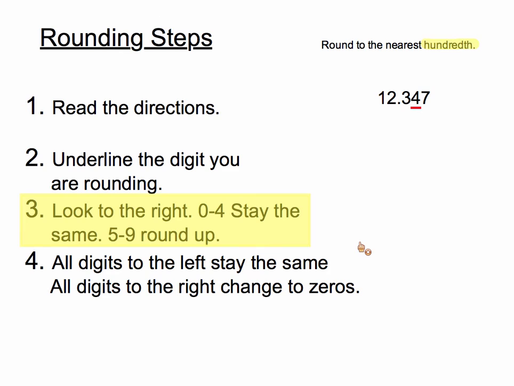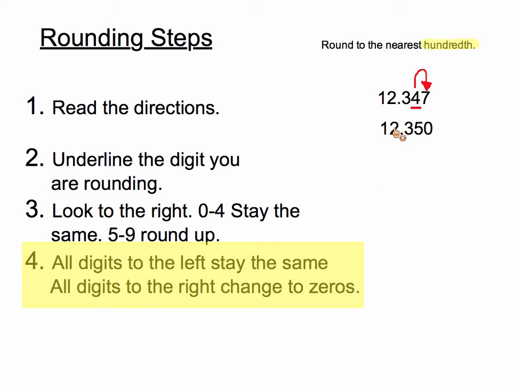Third, look to the right. 0 through 4 stay the same, and 5 through 9 round up. In this case, we have a 7, so we're going to round up. When we round the 4 up, it becomes a 5. All the digits to the left stay the same, and all the digits to the right change to zeros. We know that zeros at the end are gone. We end up with 12 and 35 hundredths.